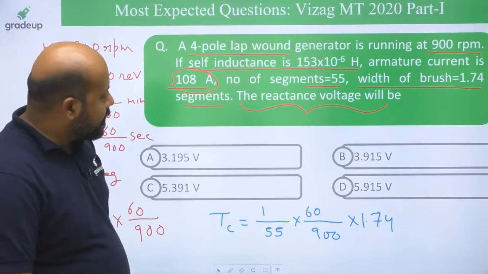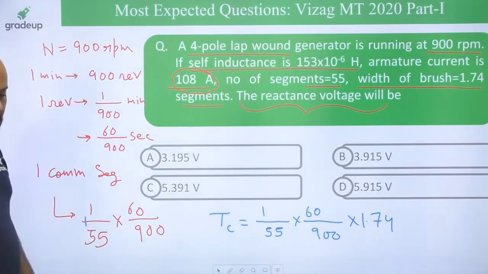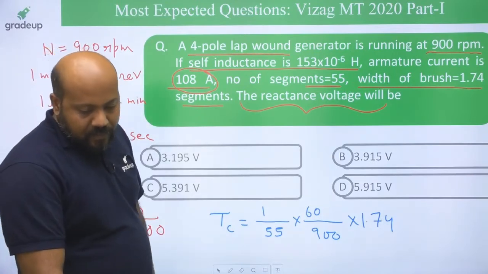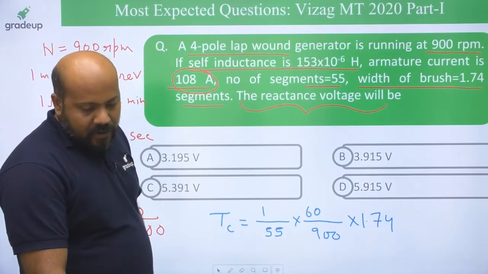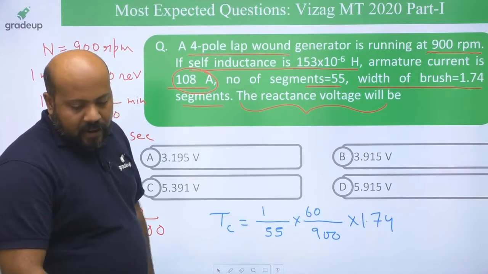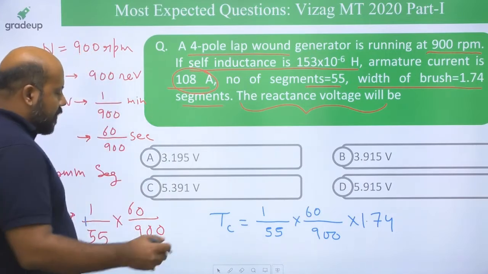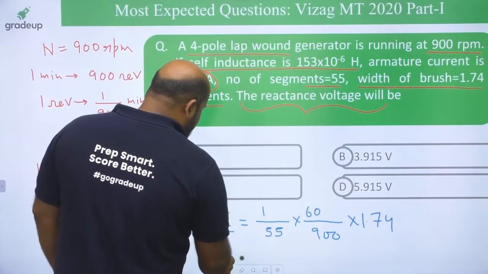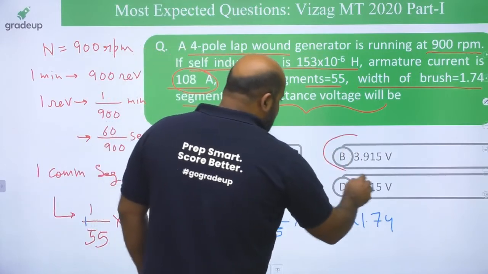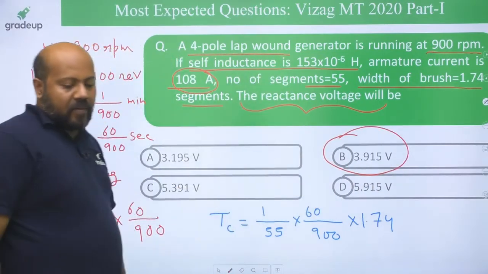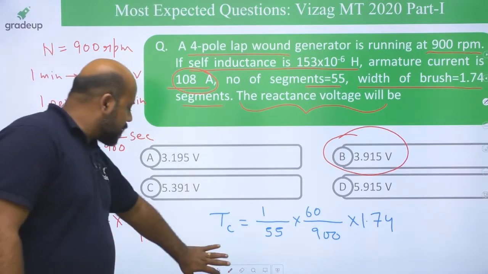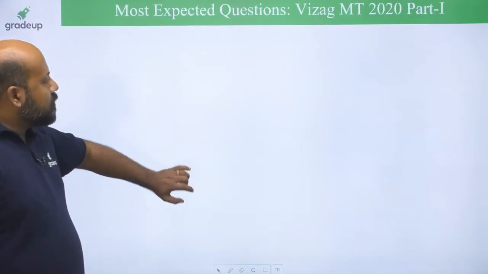Clear? Okay. You just calculate this value. As per my reference, 3.915 will be the value of the reactance voltage. Just calculate it and confirm back at home. It is going to be this much. Next problem.